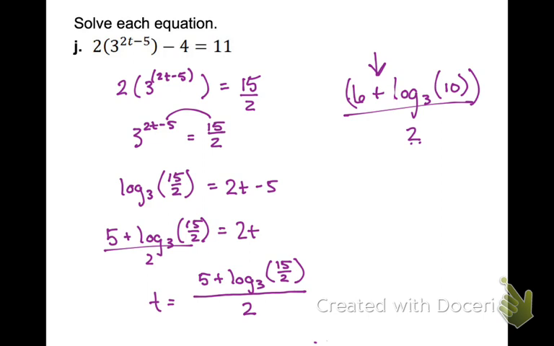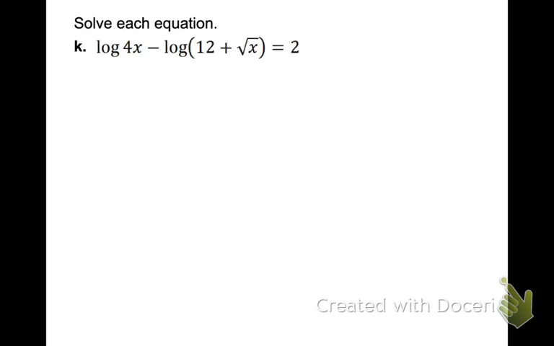Don't just start crossing things out. I know, Jaden, you love to do that. Okay, so I have log of 4x. And again, guys, it's log of 2 things. So put what around this 4x? Parentheses. Log of 4x minus log of 12 plus the square root of x equals 2.